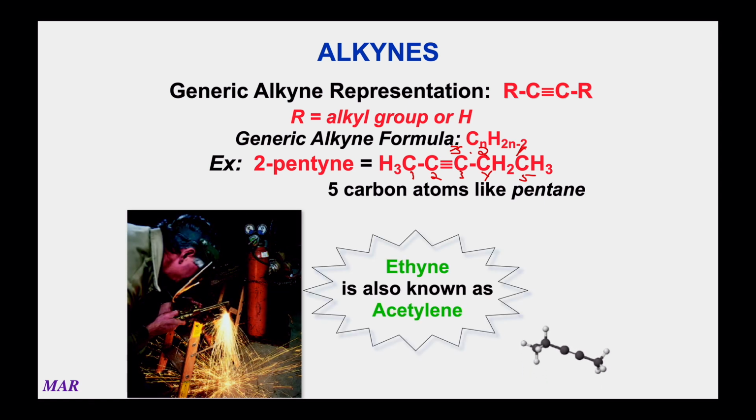Ethyne is the simplest of the alkynes. Ethyne is 2 carbons because ethyl has 2 carbons. And if you have a triple bond between them, that makes HCCH, where there's a triple bond between the carbons. Ethyne's common name is acetylene. And acetylene torches are what they use for welding. Acetylene is basically an alkyne. A lot of energy in that triple bond can be broken apart when you weld.